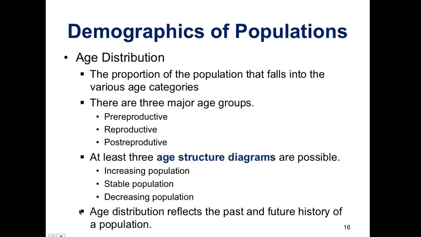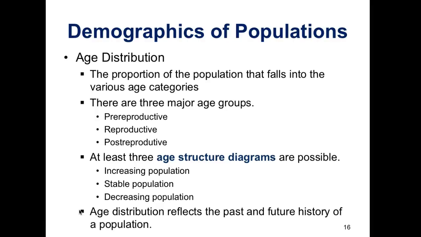Okay, continuing on with our chapter 44, population ecology dynamics. We begin with the topic again, continuation with demographics of population. One of the things we ended with was age distribution. Age distribution is the proportion of the population that falls into the various age categories. And there are three major age groups.